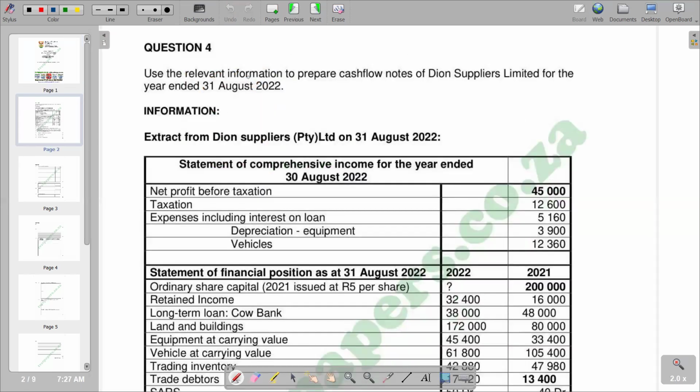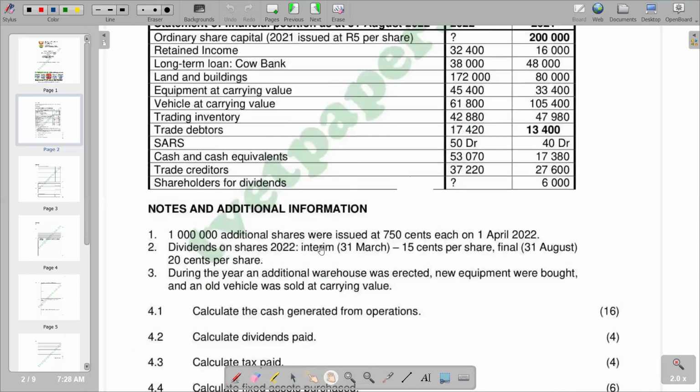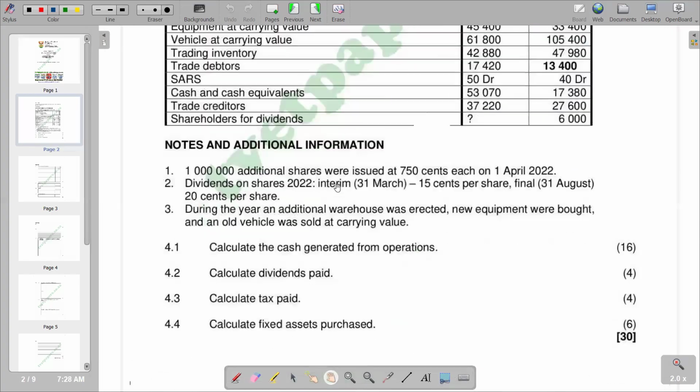Our question reads, use the relevant information to prepare cash flow notes at 1 August 2022. So you are given information at 1 August 2022. Beneath that, you are given a statement of comprehensive income for the year ended 30 August 2022. So there you just need to browse through before you attempt the question. You are also given notes and additional information that you also need to go through. So the first part is saying calculate the cash generated from operations.